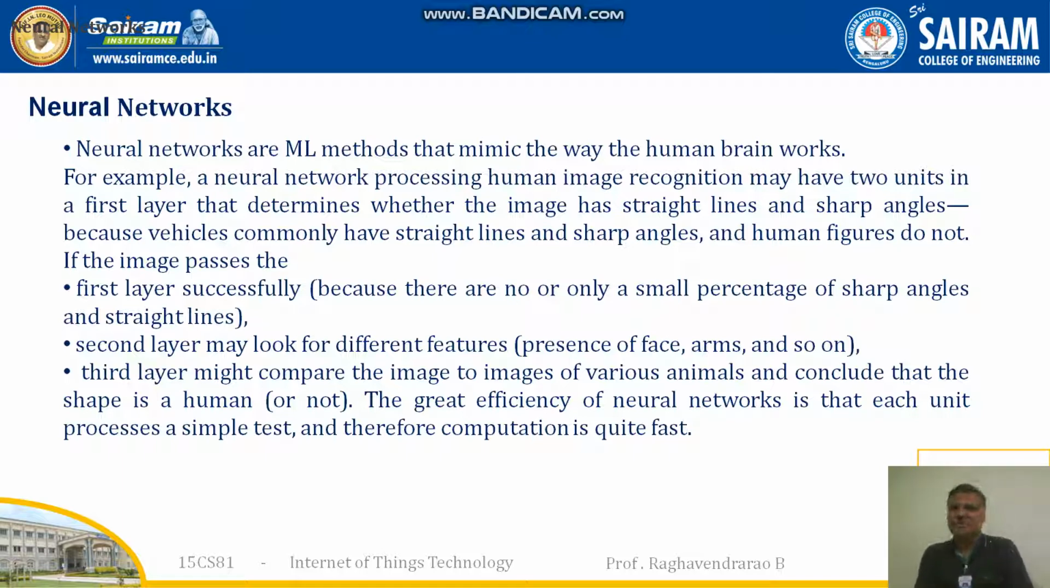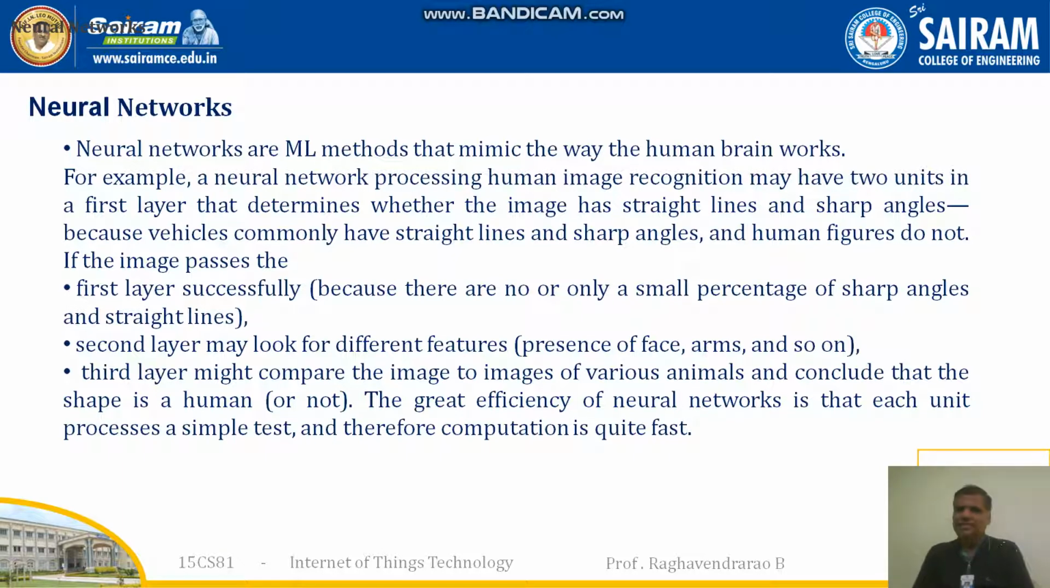If the image passes the first layer successfully, that is because there are no, or only a small percentage of, sharp angles present among the straight lines. So the first layer is passed. In the second layer, we may look for different features, like the presence of a face, arms, and so on. So similar things are going to be there.